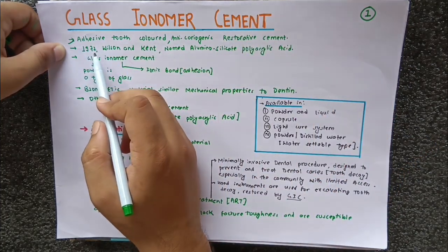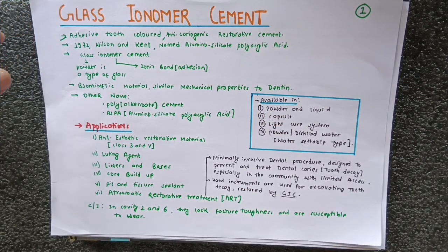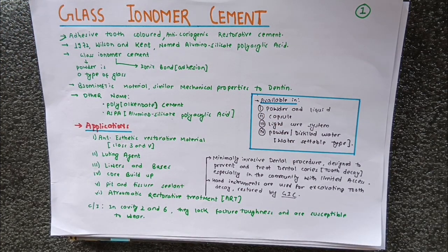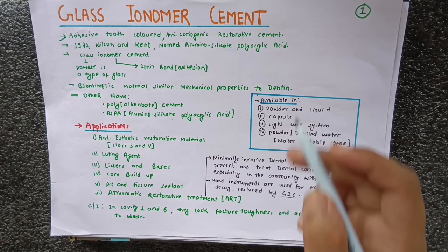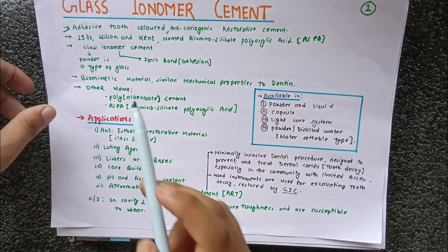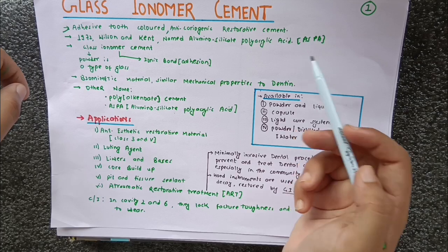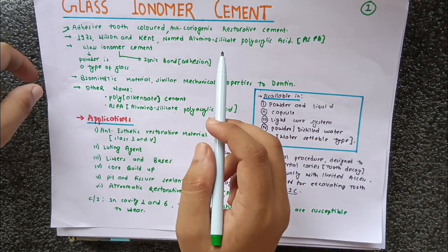In 1972, Wilson and Kent discovered the glass ionomer cement and, at that time, named it aluminosilicate polyacrylic acid, which is called ASPA.